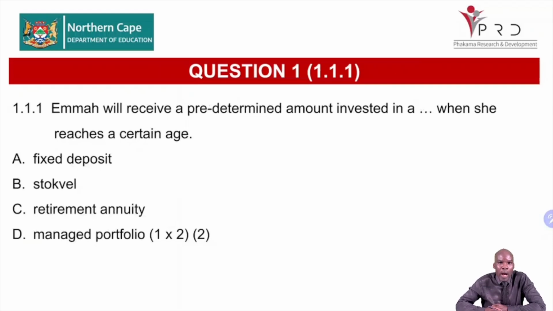Question 1.1.1 reads, Emma will receive a predetermined amount invested in a dash when she reaches a certain age. A, fixed deposit. B, stokvel. C, retirement annuity. D, managed portfolio. Please think through the question and then opt for your best response.